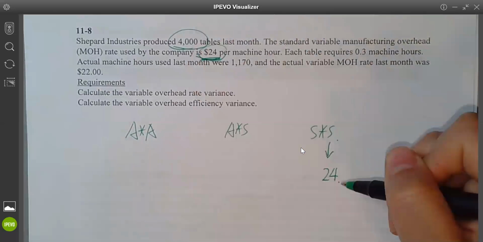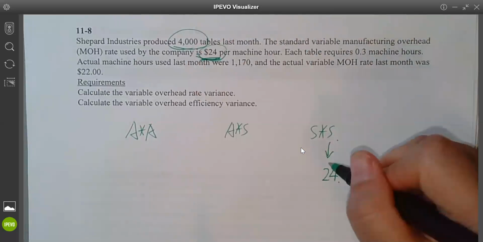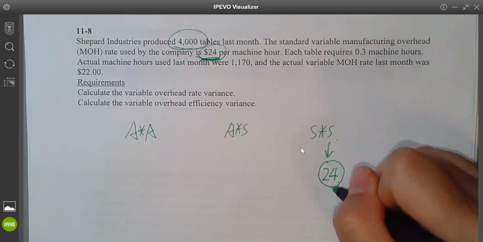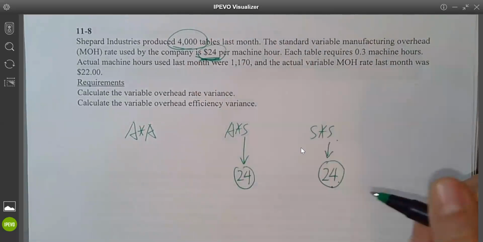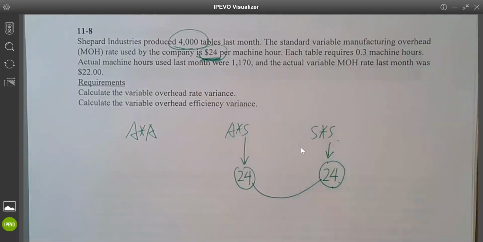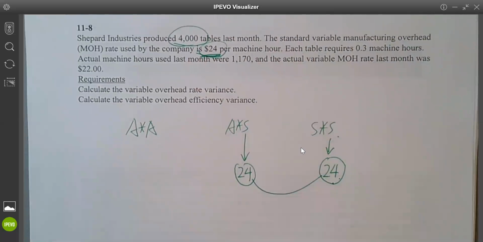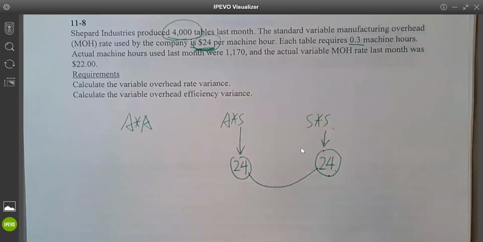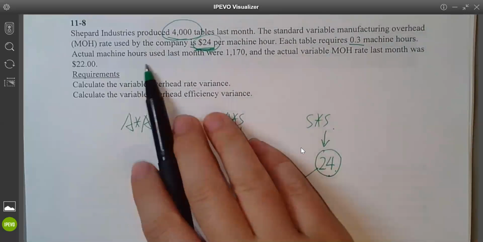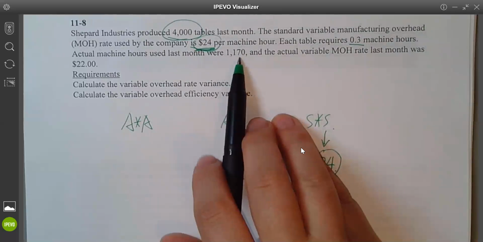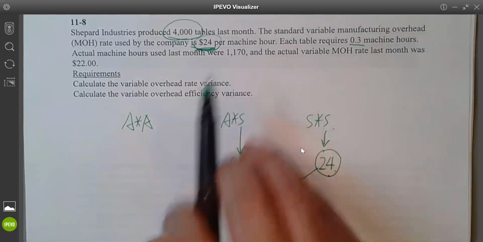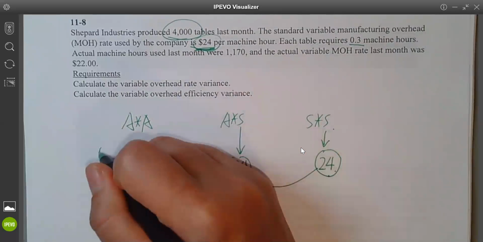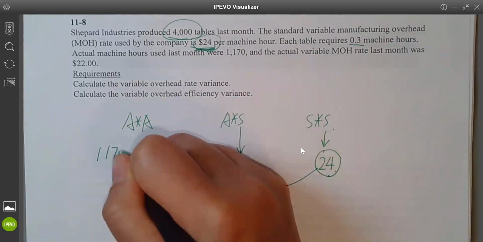I said, do me a favor. When you put $24 here, make sure you put $24 there. Do me a favor, right? And then each table requires 0.3 machine hour. Actual machine hours used last month were 1,170 hours. So actual is 1,170 hours.